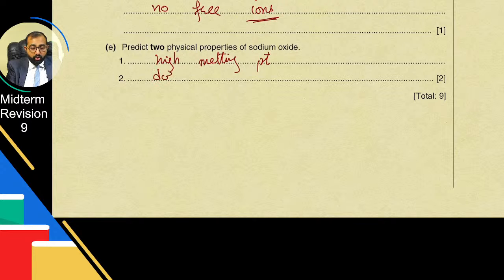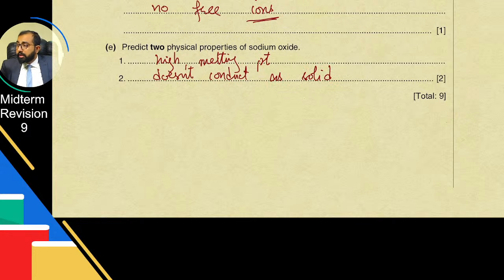and it does not conduct as a solid. It's important to mention as a solid because if the lattice breaks, it still has ions and now they're free, so it will conduct electricity. Another one is that it may dissolve in water to conduct electricity. Sodium oxide does dissolve, but in grade 9 you are not expected to know what dissolves and what does not. So you can say that it dissolves in water, or it is more likely to dissolve in water compared to anything that is not.